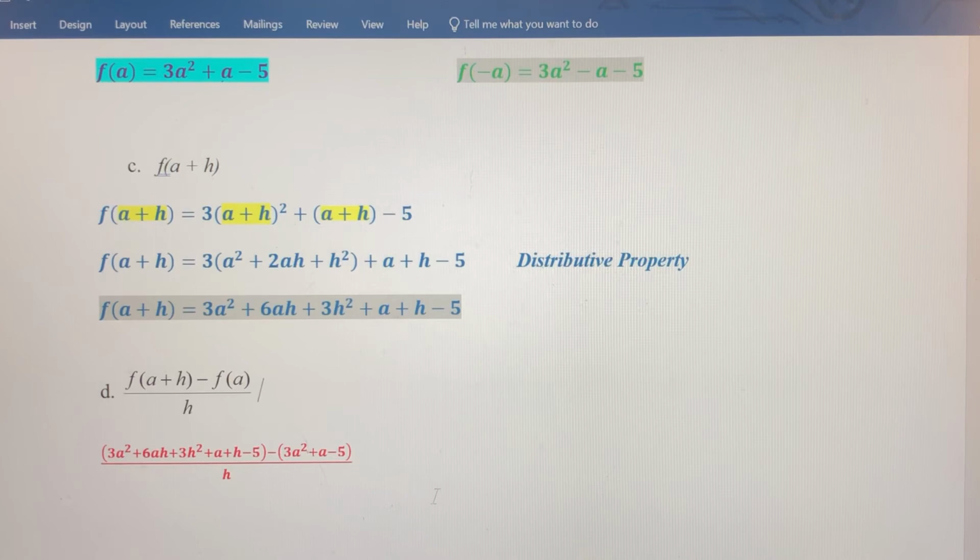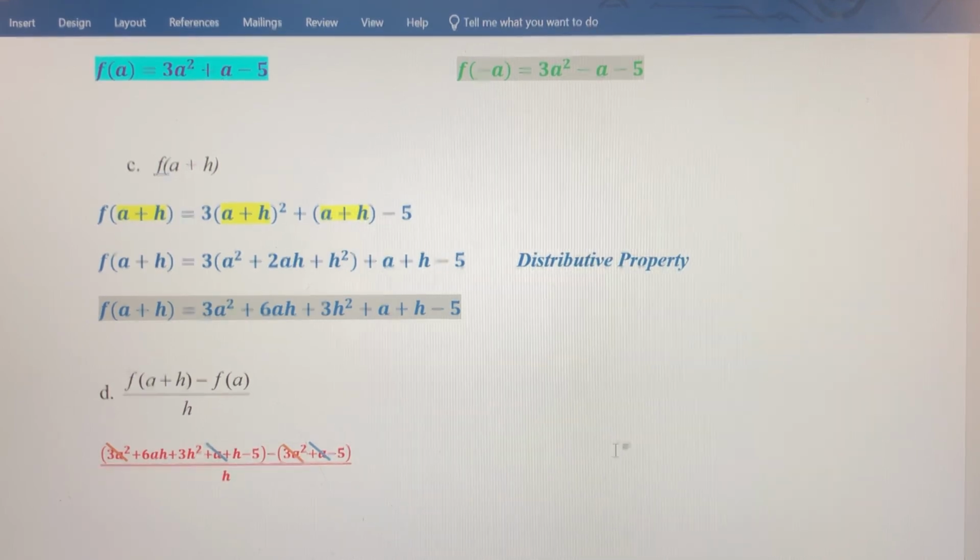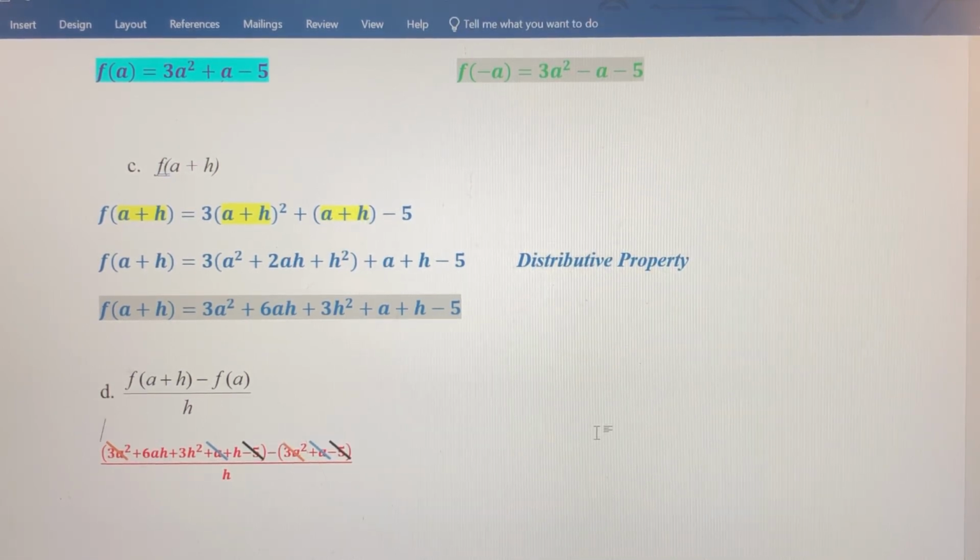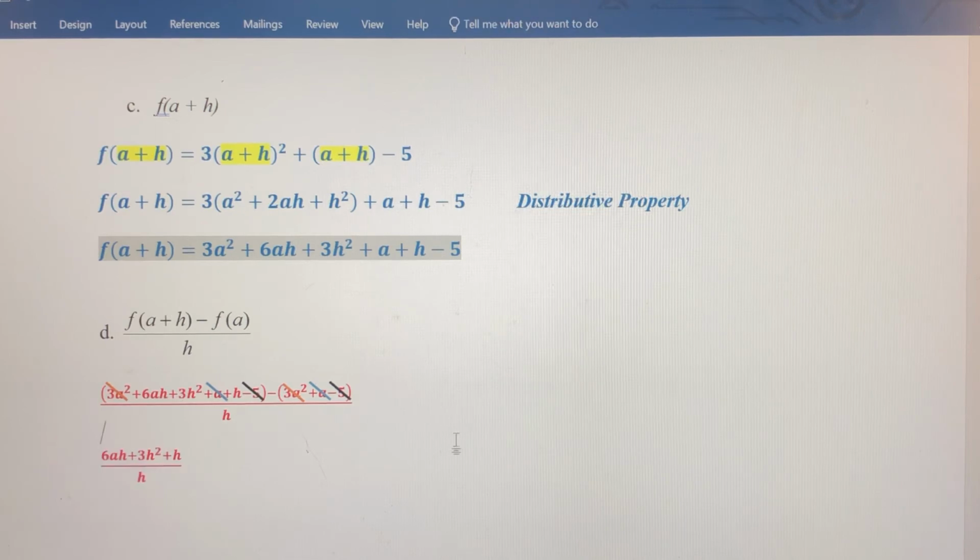Okay. So now then, if you'll notice, I've got this polynomial minus this polynomial. And you should notice that there are some matching terms there. So 3a squared minus 3a squared. Well, those are going to cancel out. Okay? I've got a positive a here minus another positive a here. Well, those should cancel out. And then I've got a negative 5 minus a negative 5 here. And those should cancel out. So I've already simplified the numerator quite a bit. And what I'm left with in the numerator is 6ah plus 3h squared plus h, all that divided by h in the denominator, okay?